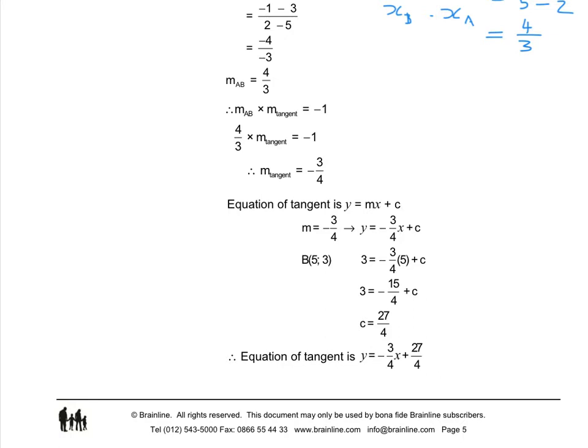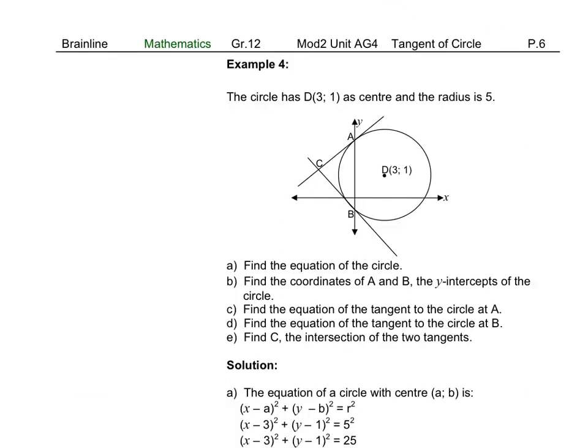Now I have to use my standard equation. Again, substitute my gradient in the place of the m, minus 3 over 4, and substitute my c value, 27 over 4. So the equation of the tangent is y equal to minus 3 over 4 x plus the c value, 27 over 4. That brings us to the last example of this lesson.